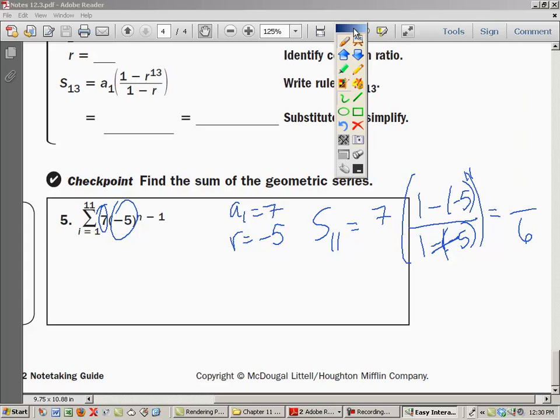But I don't really have the ability to do negative 5 to the 11th power, at least not in my head. So I'm just going to plug all of this into my calculator. And what I end up with is 56,996,147.